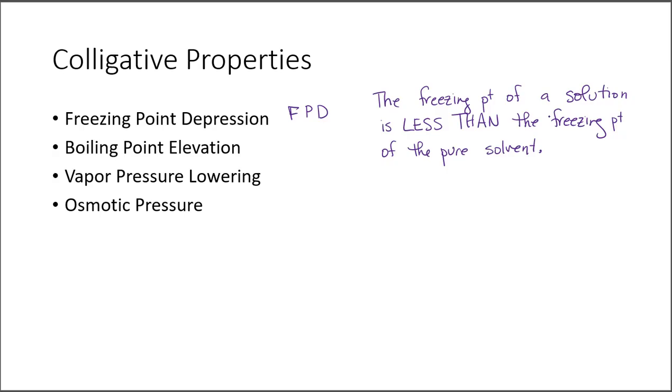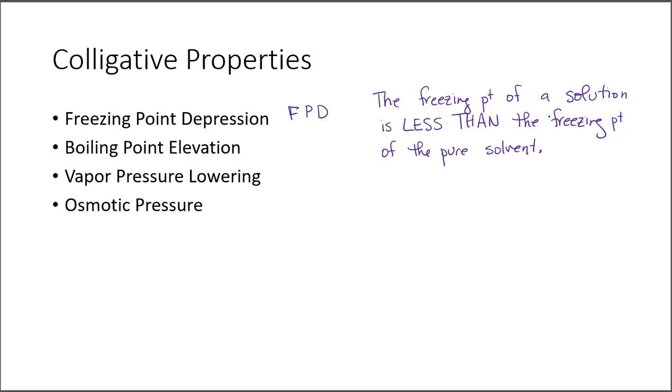Freezing point depression. The freezing point of a solution is less than the freezing point of the pure solvent. This is why we salt the roads in the wintertime. Although right now, I woke up this morning and it was negative 4 degrees Fahrenheit. Really cold. Salting the roads doesn't work when it gets this cold. There's a limit to this, okay? We can't salt the roads enough to lower the freezing point that much, but that's what happens.